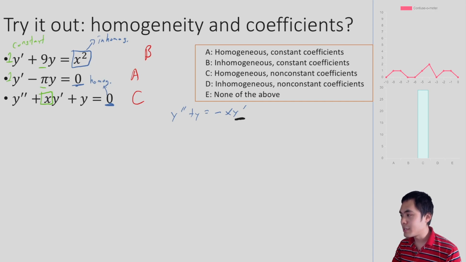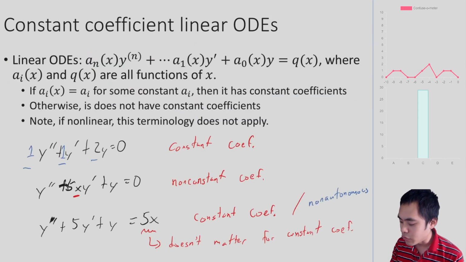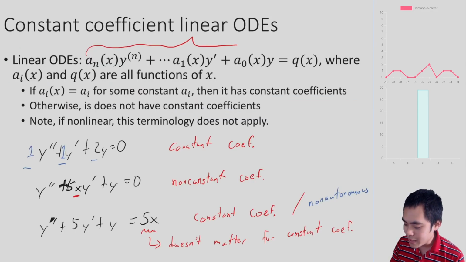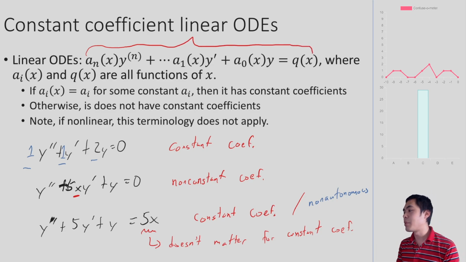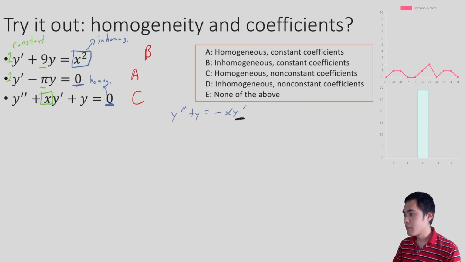So the trick here is that you have to be really careful about writing things out in this canonical form. You have to write it out in such a way that all your y's and y primes are on the left, and then you need to make sure anything that doesn't have a y or y prime is on the right. And that's how you can tell from this form. Does that help a little bit?